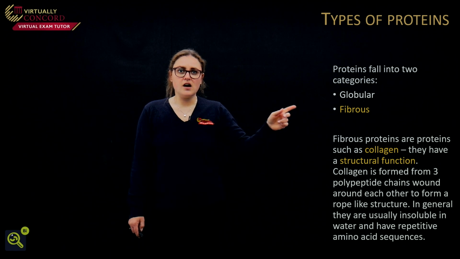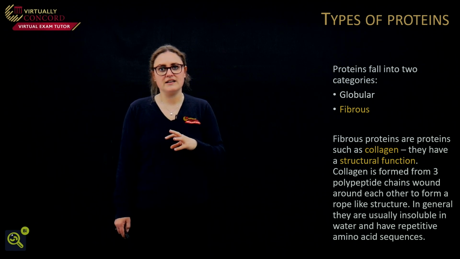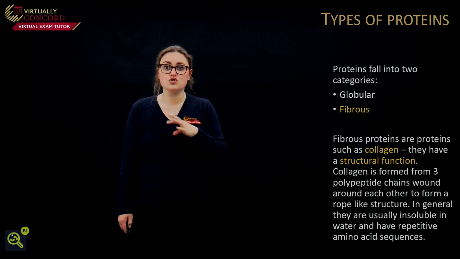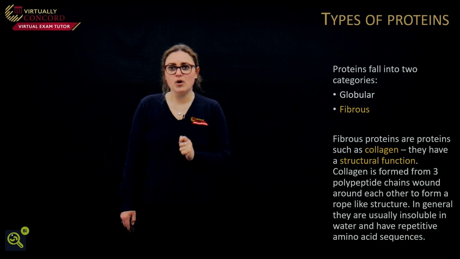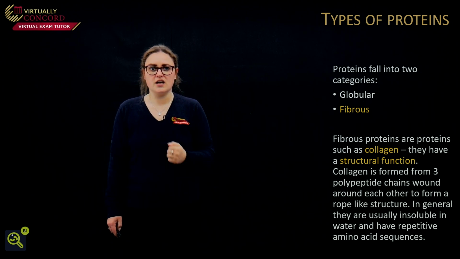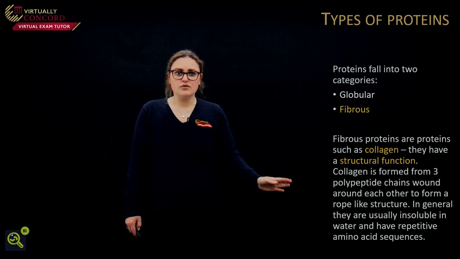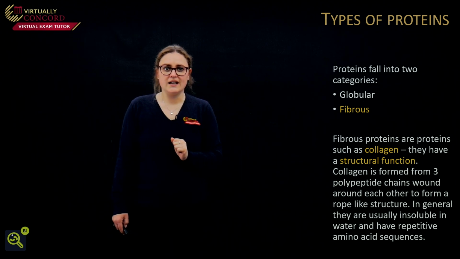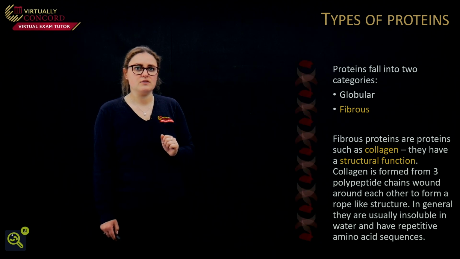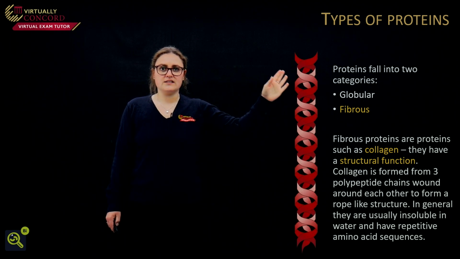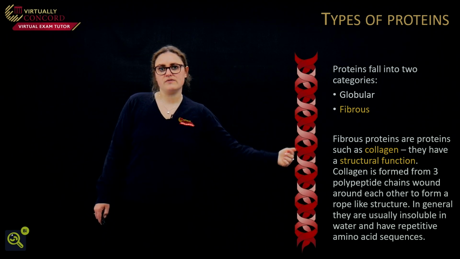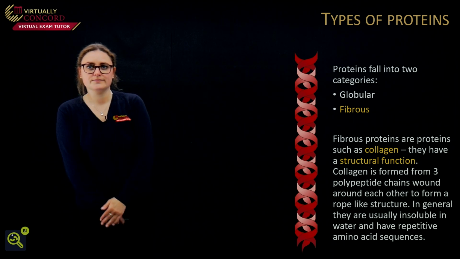The other type we have are fibrous. So these are things like protein, and they often have a structural function. So collagen, as an example, is formed from 3 polypeptide chains wound around each other like a rope. In general, though, they are usually insoluble in water and have repetitive amino acid sequences. Okay, so this is an example of a structural protein such as collagen wound around each other like a rope.